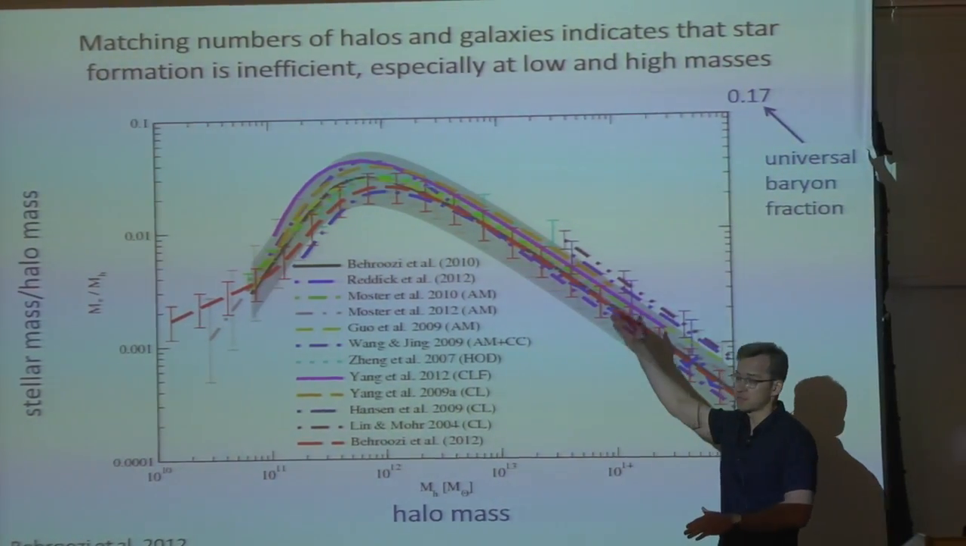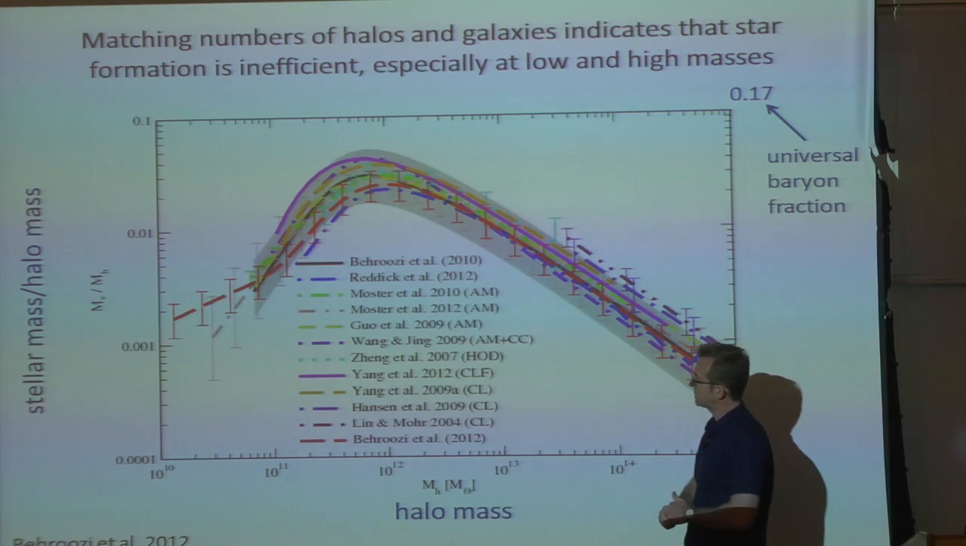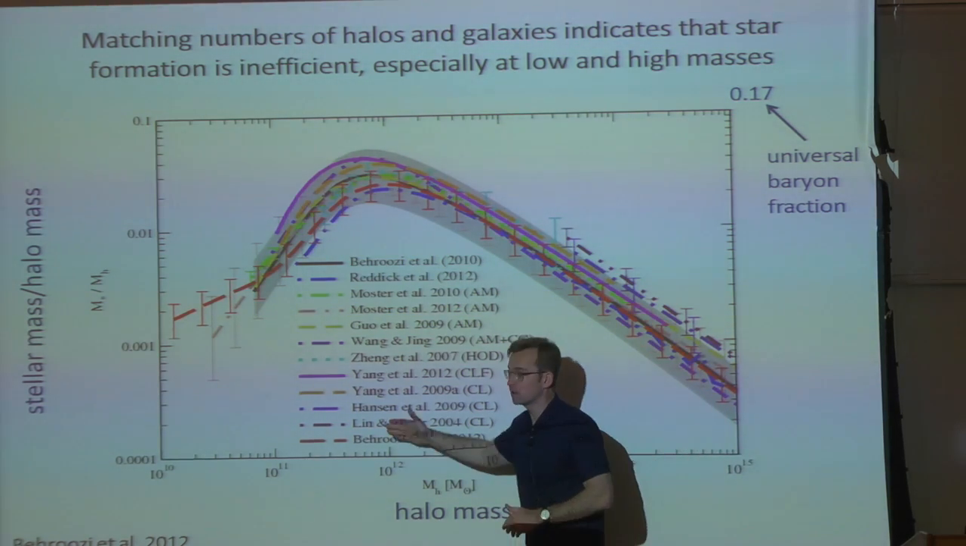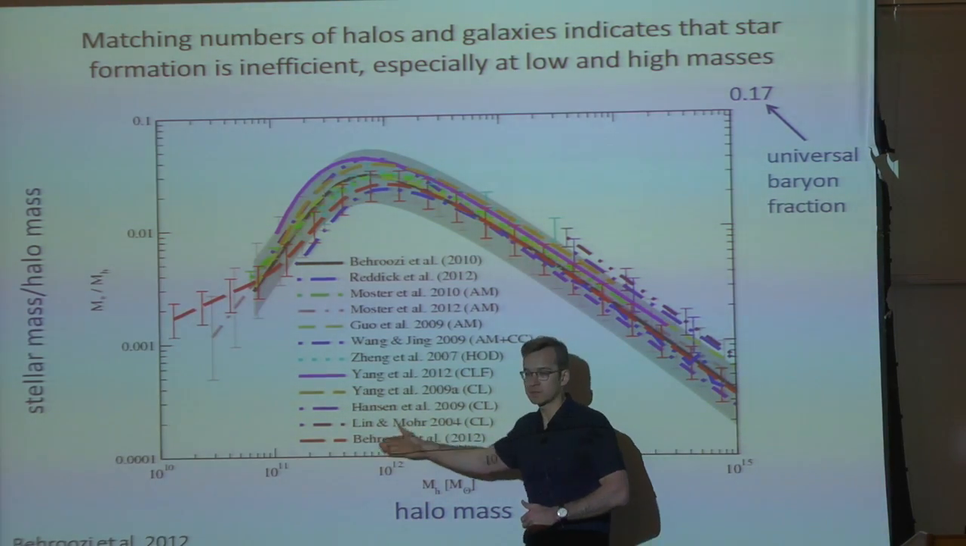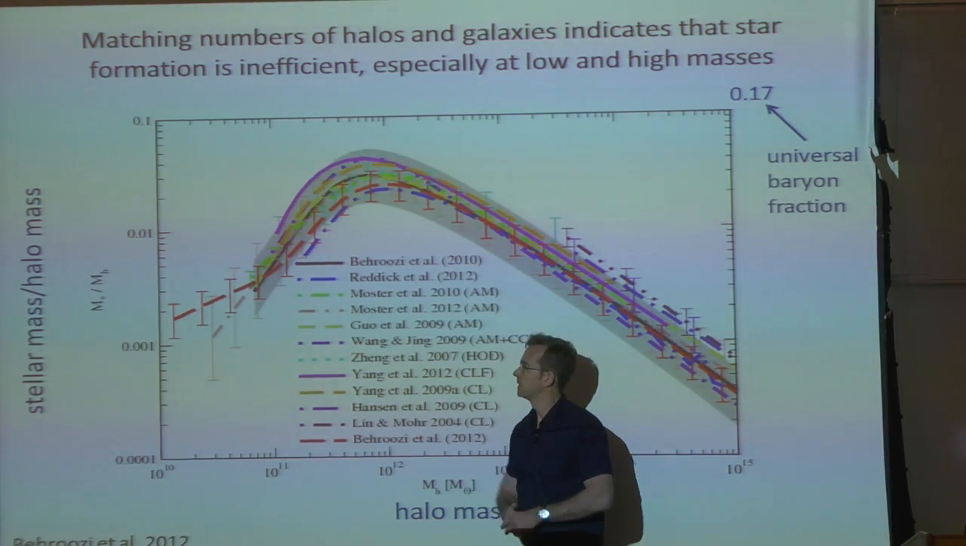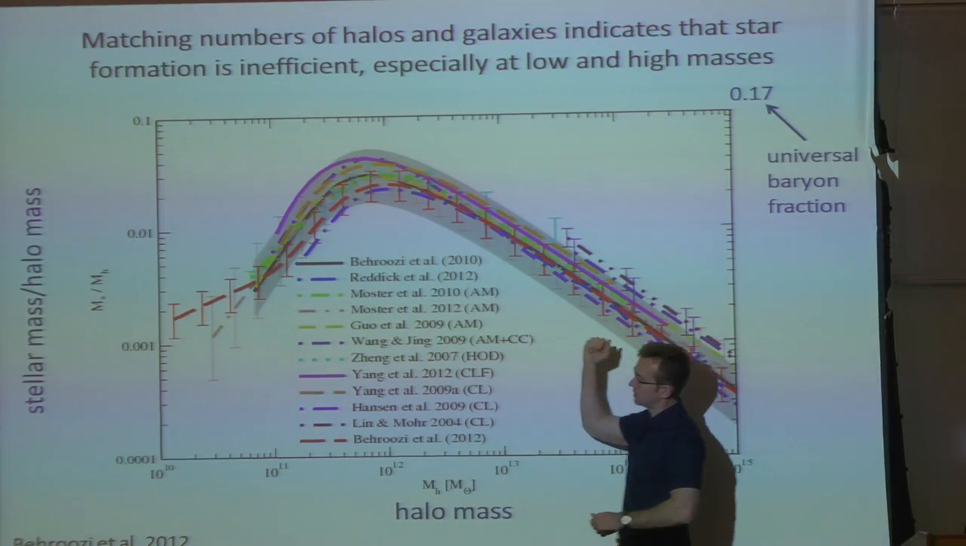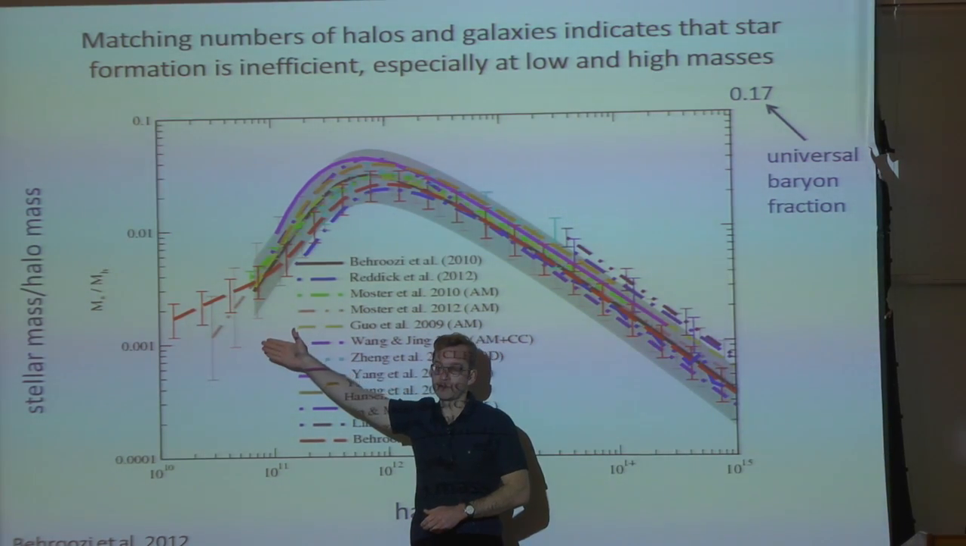And then it gives us this plot. It tells us that there are some galaxies at some mass scale here that are most efficient at forming stars. And they have a mass of about 10 to the 12 solar masses. Galaxies at larger mass and smaller mass are less efficient.